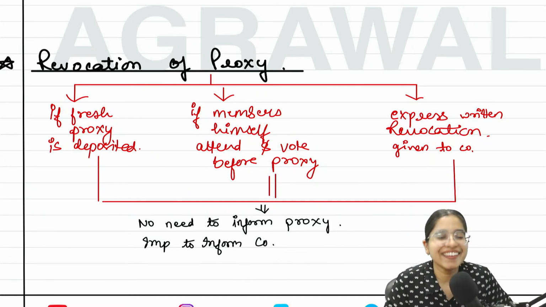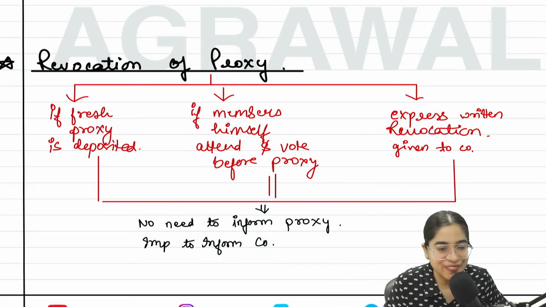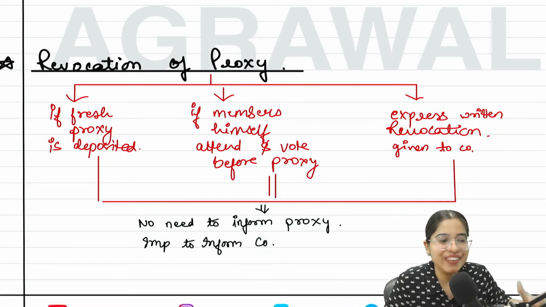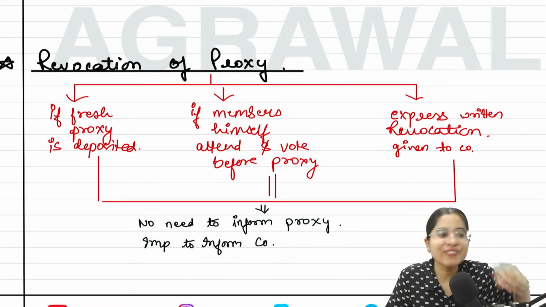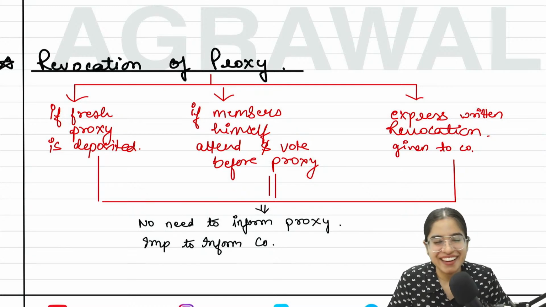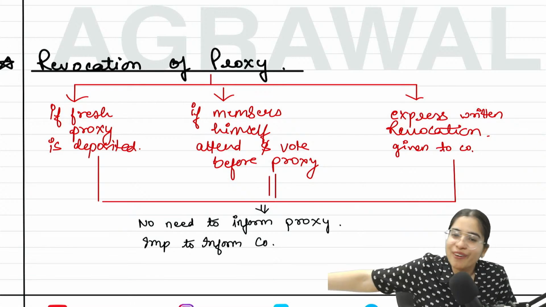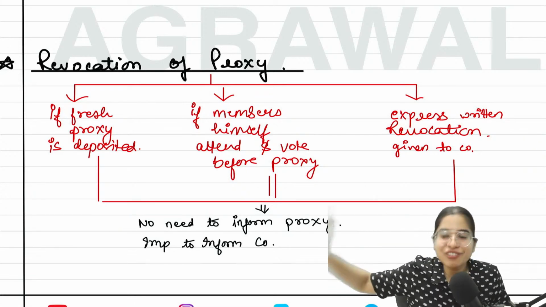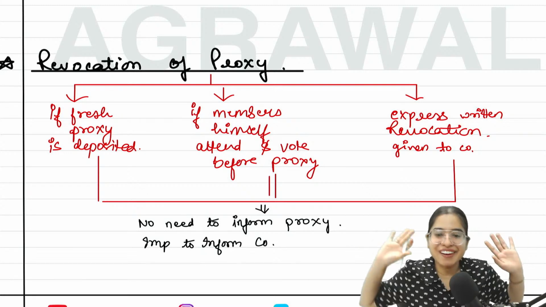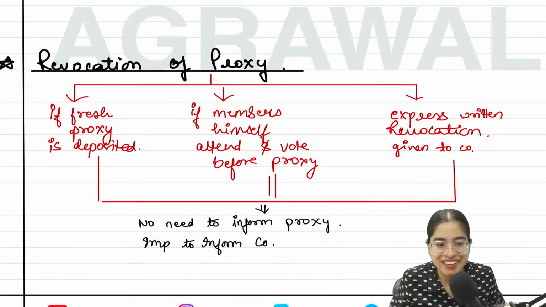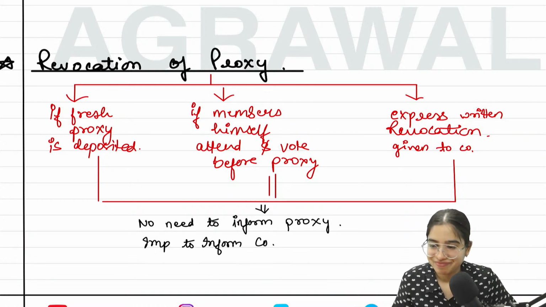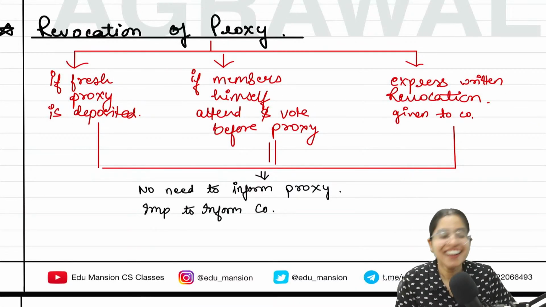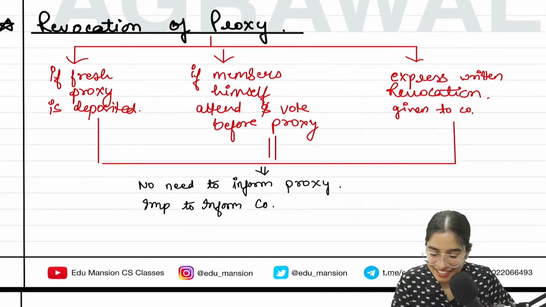And you know what, there's no need to inform the proxy that you are fired. There's a concept only, you need to inform only the company. There's no need to inform the proxy. Very unfair, na. What can we do? This is law. You don't even need to inform the proxy that bro, you are no more my proxy. Even if you don't inform the proxy, it will be okay. You just have to inform the company. It's okay if you don't inform the proxy. There's no respect at all. Okay. So this is all about the revocation of proxy.